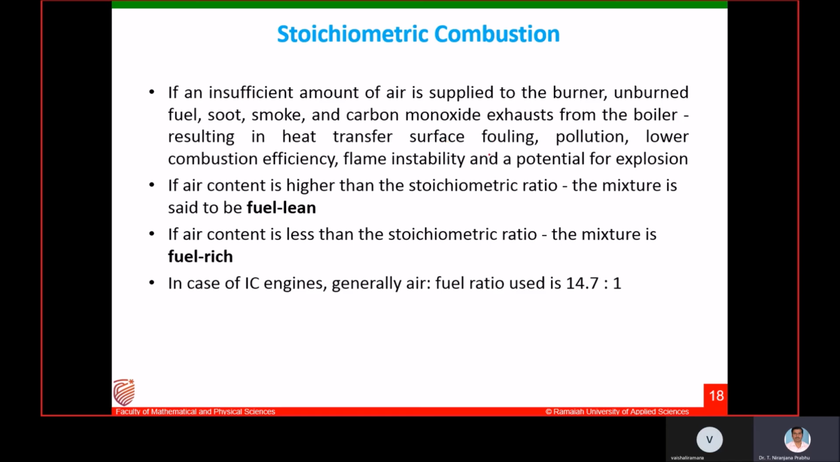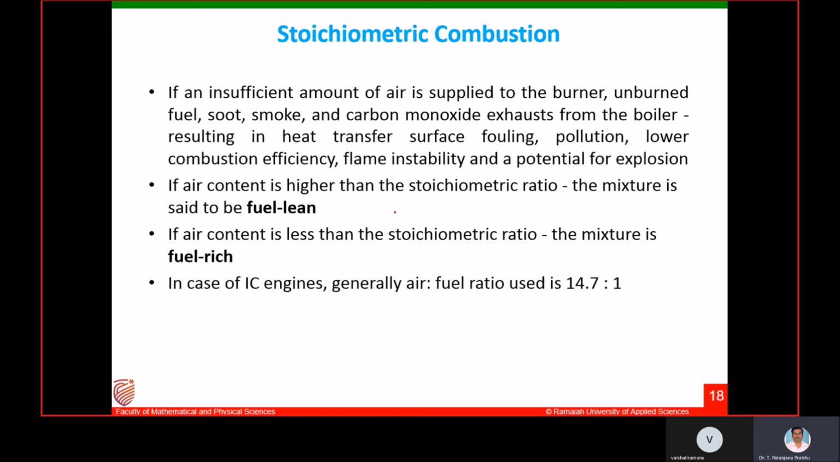When the deposit becomes more and more, there is a possibility of explosion because pressure buildup will be there in the chimney. Also, the unburnt fuels will cause pollution, and it will reduce the combustion efficiency also.